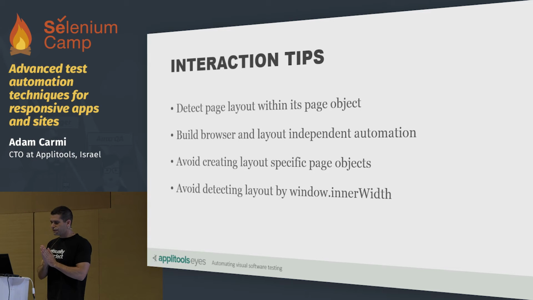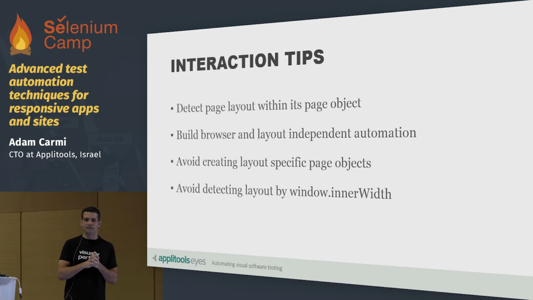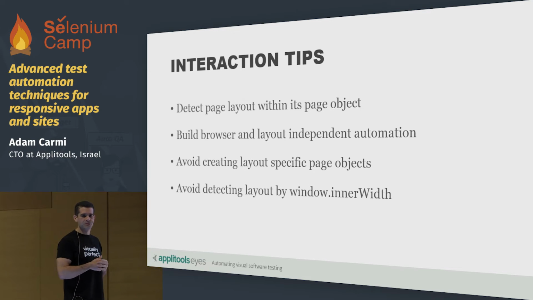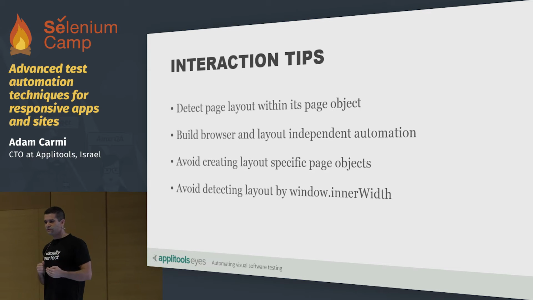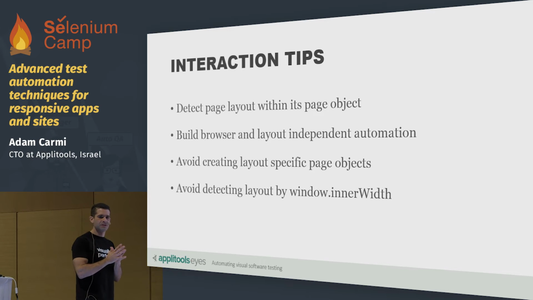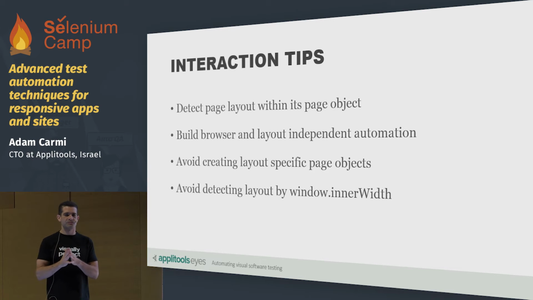The fourth tip suggests that you should avoid detecting the layout by using the inner width property. Now, although it is available to you and you could use it in your tests, and although the application itself is looking at this property to determine what layout to apply, you should prefer not to use it in your test, because if you do, you create too tight a coupling between your page object and the page implementation itself.